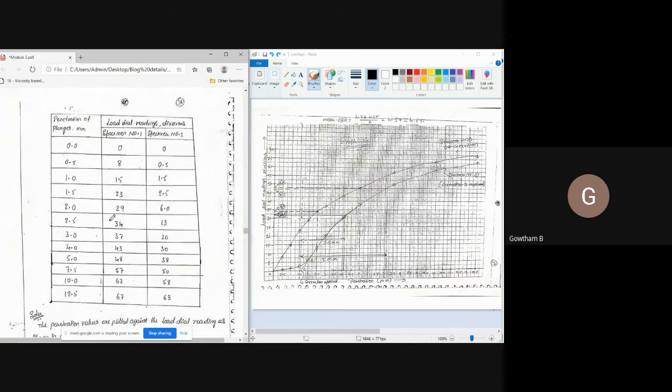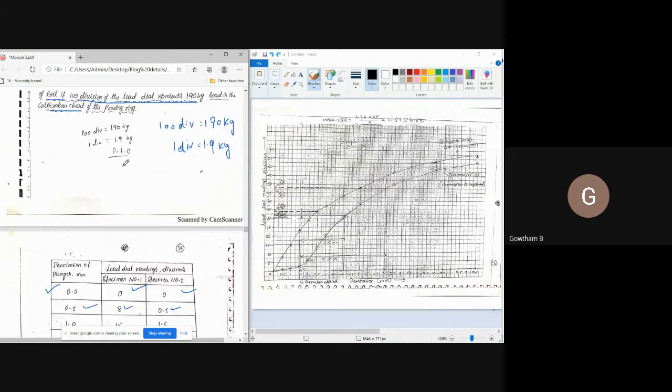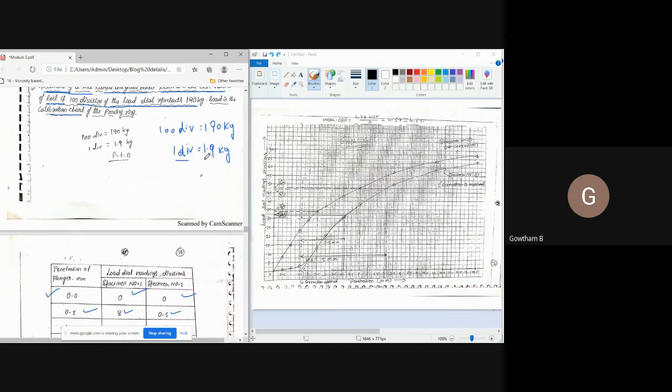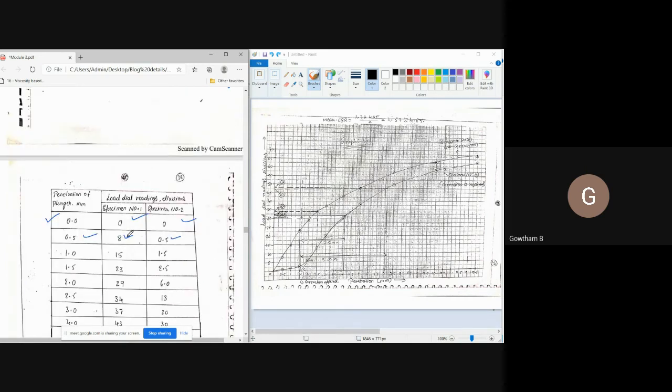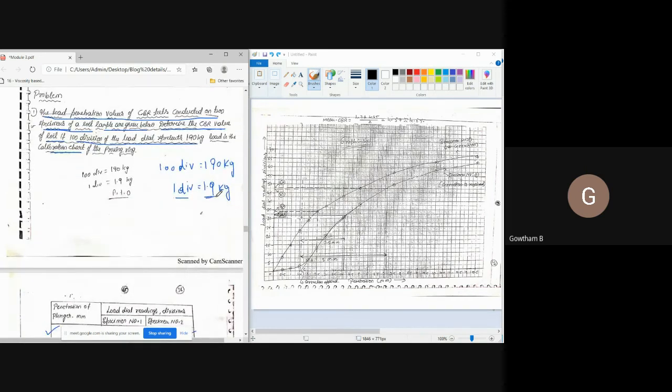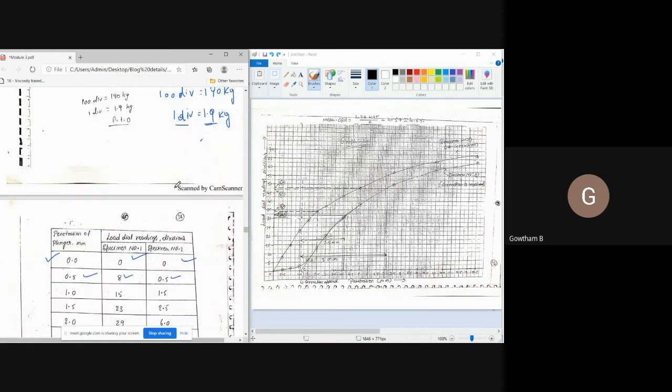What data they had given? They had given, at different penetration levels, the load dial reading divisions recorded. At 0.5 mm penetration, the dial reading here is 8. Therefore, 8 divisions, considering 1 division equal to 1.9 kg, stands for 8 into 1.9 kg. You have to do the conversion at the end.